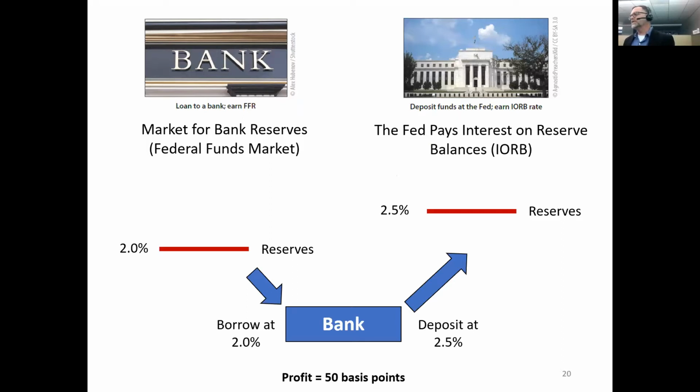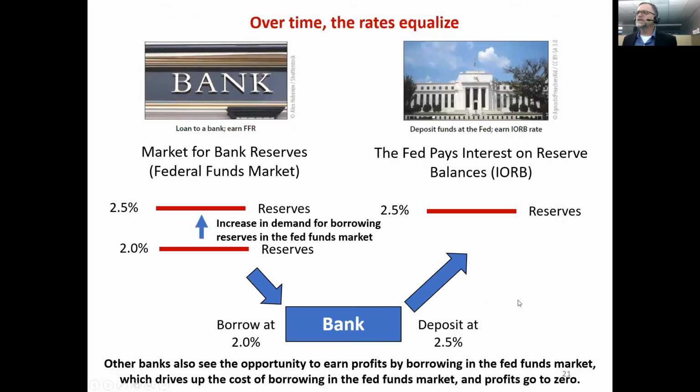But of course, the single bank that you see here isn't the only bank that will see this opportunity. Other banks will see this opportunity as well. The increase in demand for funds in the federal funds market will push the federal funds rate higher. In fact, this process will continue until the opportunity to profit disappears. And over time, these two rates will equalize. So arbitrage really ensures that the federal funds rate doesn't fall too far below the interest on reserve balances rate.